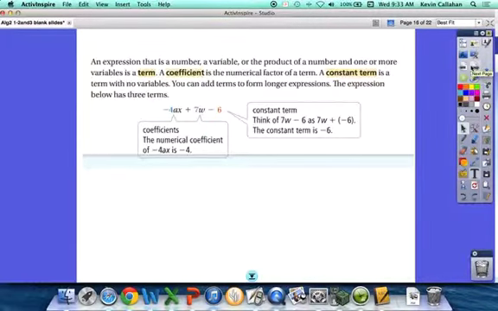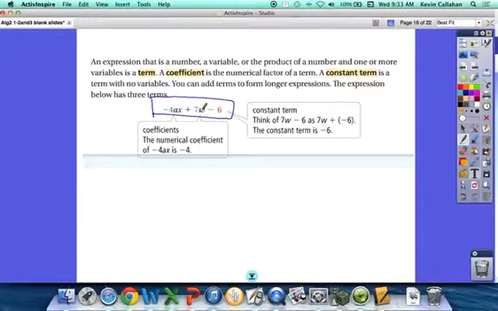The next thing, first, here's an expression. Negative 4ax plus 7w minus 6. It's important for us to understand in an expression what we mean by a term. Terms in an expression are separated by pluses and minuses for subtraction. So in this expression right here, there's how many terms?